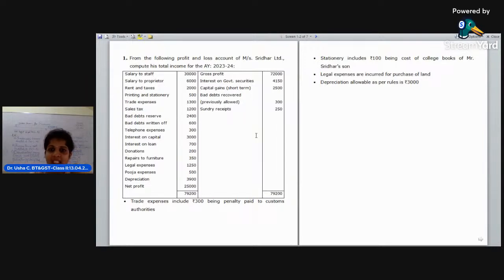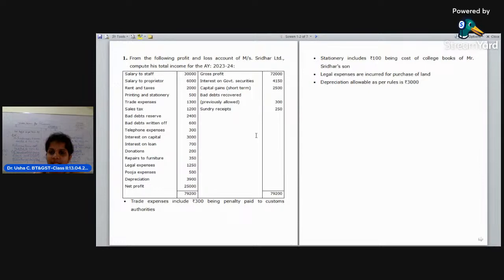Next, stationery. Stationery includes rupees 100 being cost of college books of Mr. Sridhar's son. So look at here, Sridhar is a proprietor who has used rupees 100 under the stationery for the college books of his son. So this 100 rupees, out of the 500 he has incurred as expenditure under printing and stationery, must be added back as an inadmissible expense which was deducted.